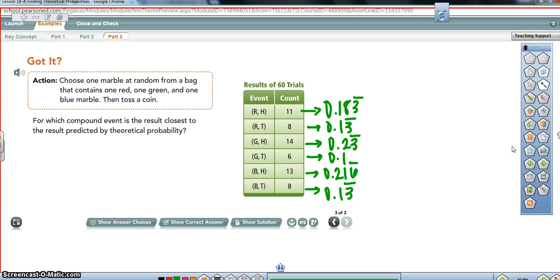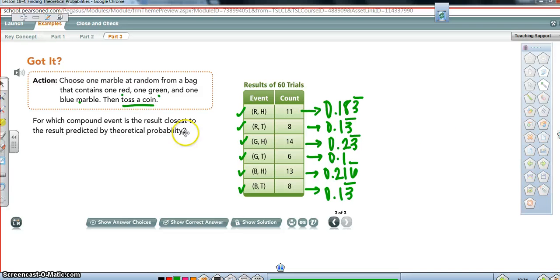Okay, so these are all of our experimental probabilities because they're based on the trials or the experiment. And we need to know what would the theoretical probability be of getting each of these. Now, it should give us an equal chance to get red, green, or blue, and we should have an equal chance of getting heads or tails when we toss a coin. So all of these events should be just as equally likely as one another, and there are 6 total. So again, we would expect to get each one 1 out of 6 times, or a 1/6 chance.